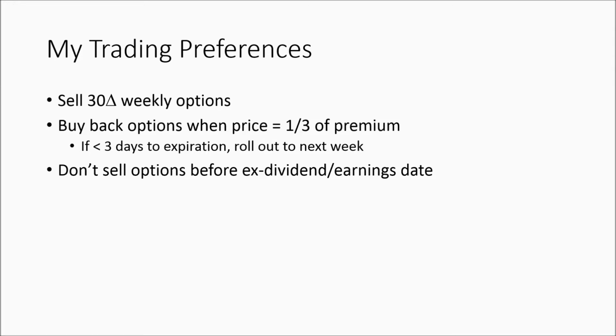When I buy back an option and there's 3 days or more before expiration, I will sell a new option with the same expiration. So in other words, if I'm trading weeklies and the expiration is on Friday, and I buy back the option on a Monday, then I will sell another option with that same Friday expiration. However, if I'm less than 3 days from expiration, I will sell my next option in the following weekly expiration.